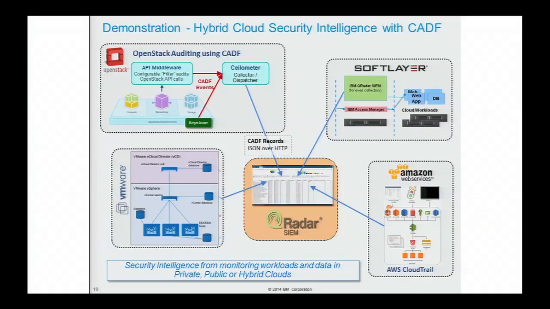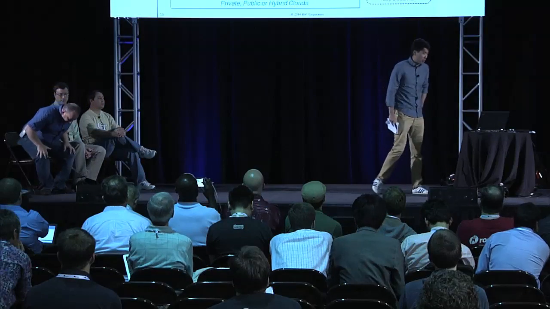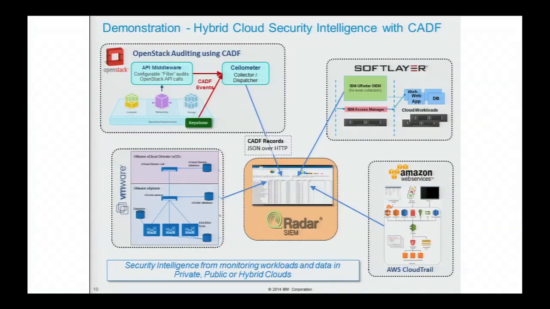Thanks. So at IBM, we created this demo for hybrid cloud security intelligence using CADF. So what we did was we took a security information and event management tool. In IBM's case, we used QRadar. And we had it set up to track and receive events from multiple cloud offerings, including OpenStack. So regarding OpenStack specifically, what we did was we took the CADF audit events that are generated by OpenStack, and we collected them using Ceilometer, and we dispatched them to QRadar.